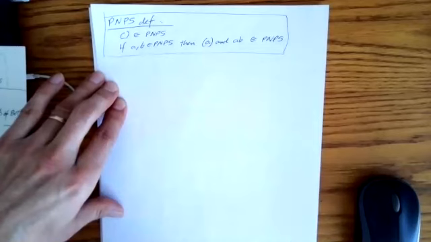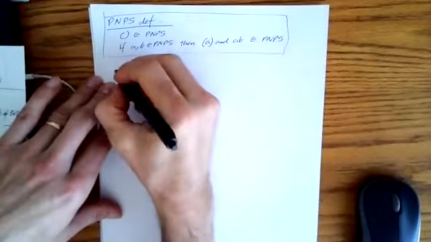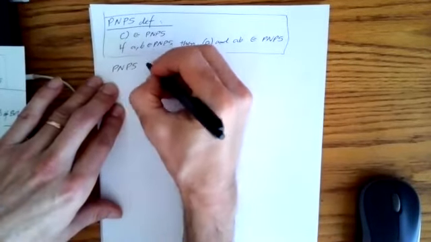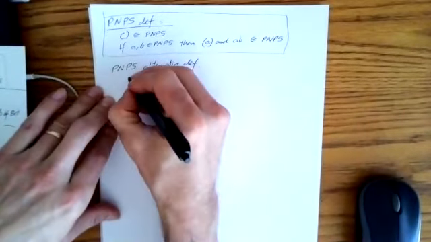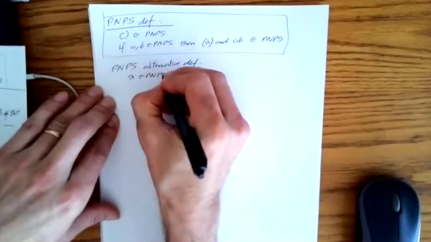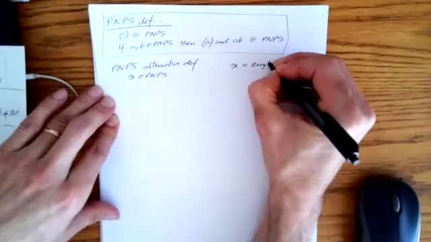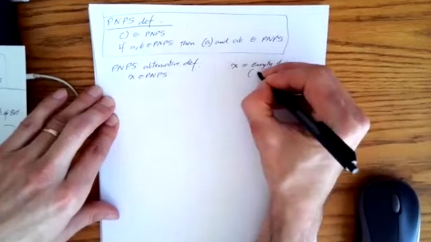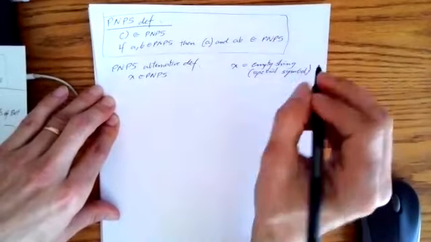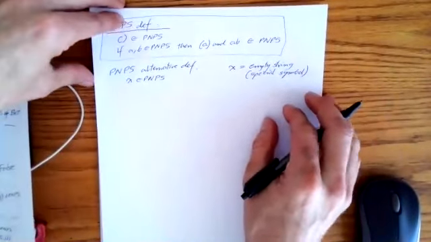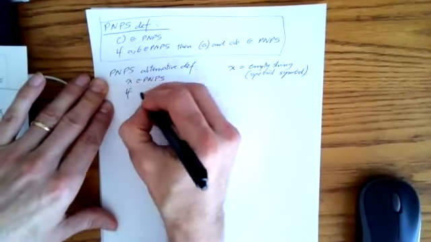And here is an alternative definition. PNPS alternative definition. An empty string is PNPS. So lambda denotes the empty string. Okay, it's a special symbol. Just like we had a special symbol for denoting an empty set, we are going to have a special symbol for denoting an empty string. And the recursive rule is the same.